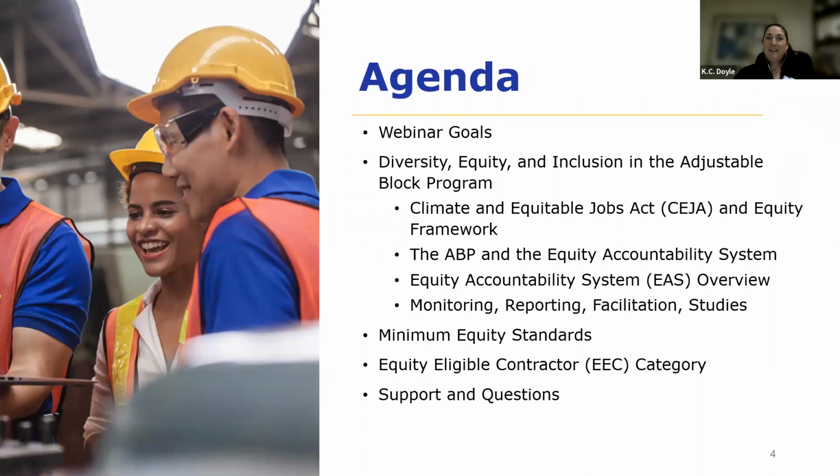Our agenda today is to go over the webinar goals and then introduce you to diversity, equity, and inclusion as it applies to the Adjustable Block Program. And specifically talk about CEJA and its framework, the ABP and the Equity Accountability System, give you an overview, and then talk about monitoring, reporting, facilitation, and studies. We'll also touch on minimum equity standards, the equity eligible contractor category, and again, have a Q&A at the end.